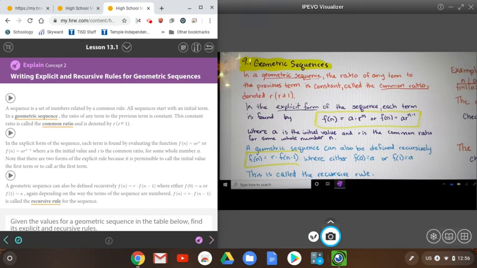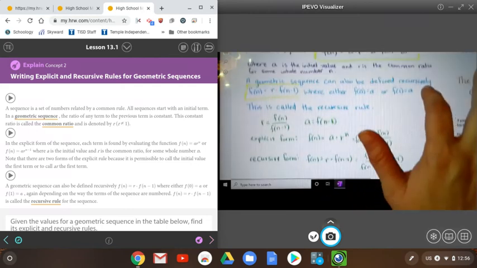In an explicit form of the sequence, each term is found by evaluating the function f of n equals a times r to the n, or f of n is a times r to the n minus 1, where a is the initial value and r is the common ratio for some whole number. Note that there are two forms of explicit rule because it is permissible to call the initial value the first term or to call a times r the first term.